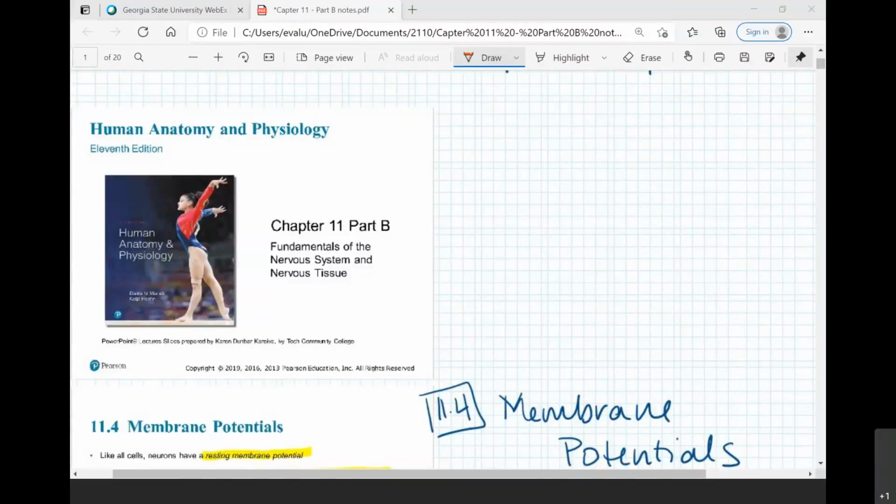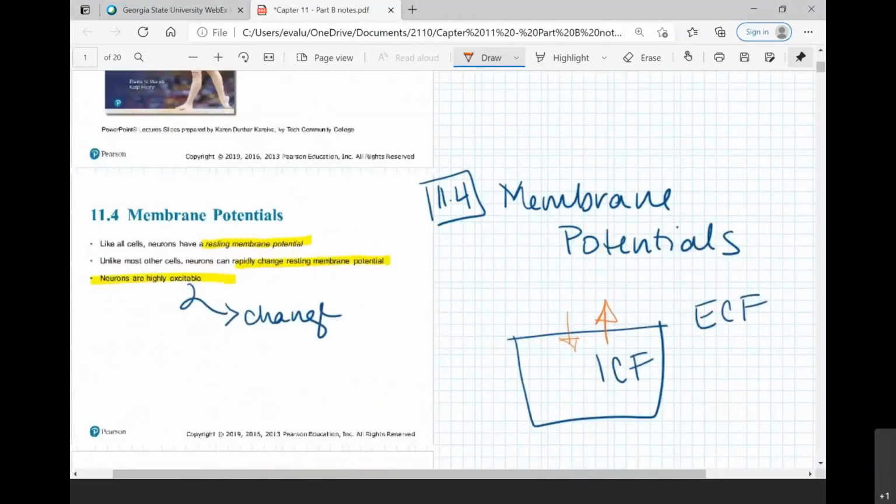So this video will be for Chapter 11, Part B, and we're going to begin at 11.4 with membrane potentials. When we're focusing on the membrane potential, we're going to be talking about the resting membrane potential specifically, just like we talked about in Chapter 3 with general cells. What's interesting about the resting membrane potential for a neuron is it has the ability to rapidly change.